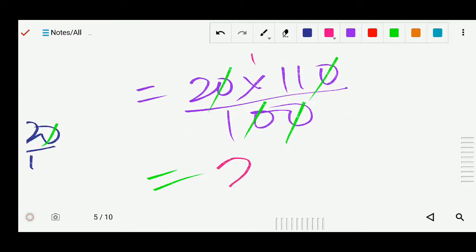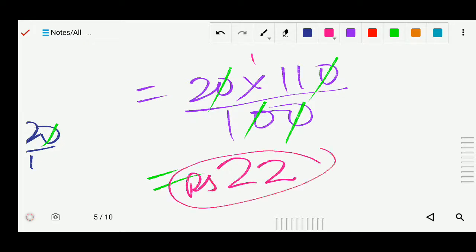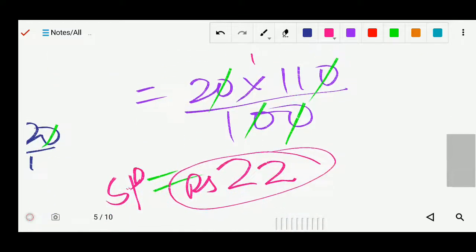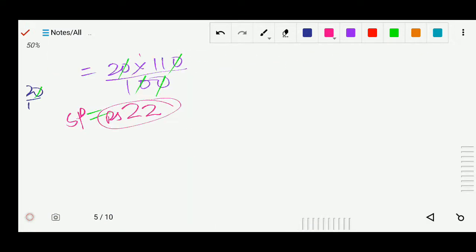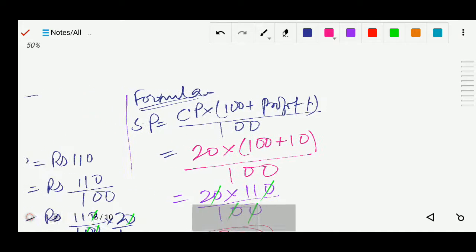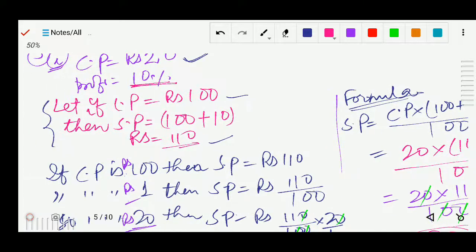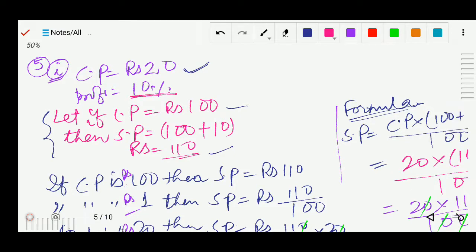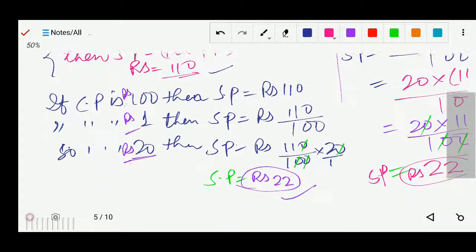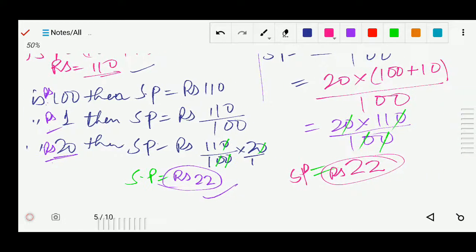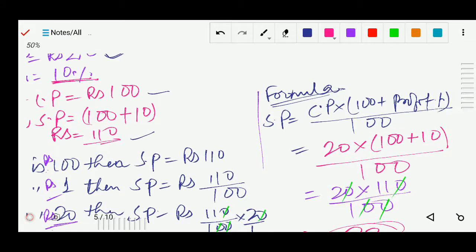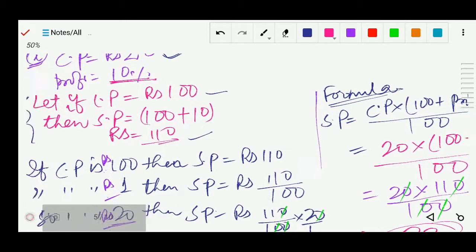So what is the answer? Rupees 22. What is this 22? It is your selling price, because we are finding the selling price here. Okay, so this is by the help of formula. You can solve directly by the formula, or you can use the unitary method: find the cost of 100, then the cost after increment, and likewise follow the unitary method. You can see in both cases the answer is same. So this is by the formula, and this is by the unitary method.